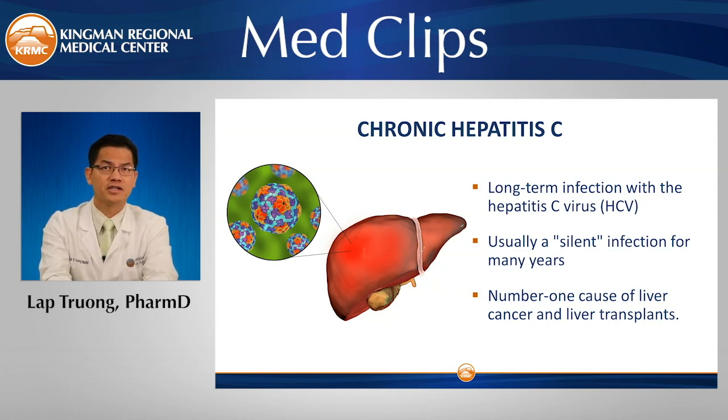Usually this infection is considered a silent infection, meaning you cannot feel it, you cannot see it, you cannot know that you have an infection unless you get diagnosed and get screened. This is the number one cause of liver cancer and liver transplant, because when it gets to the chronic phase, your liver is pretty much damaged.